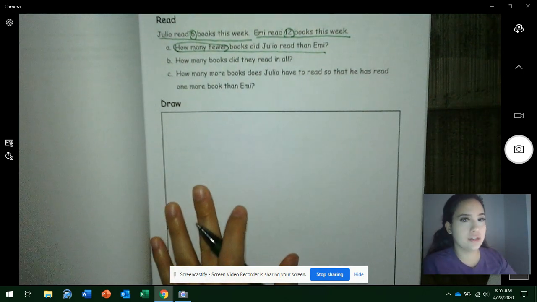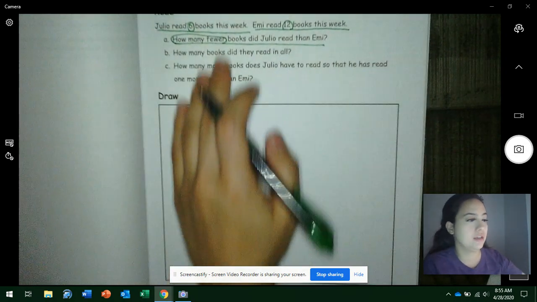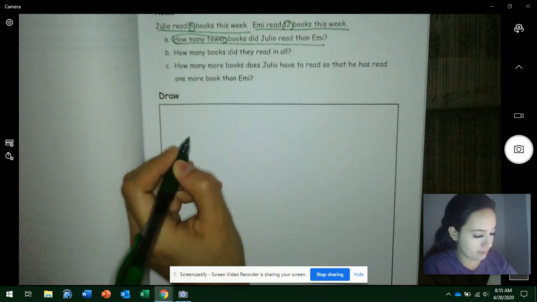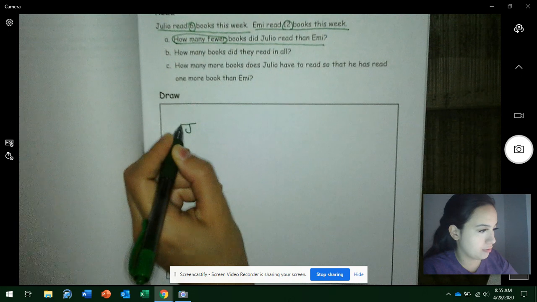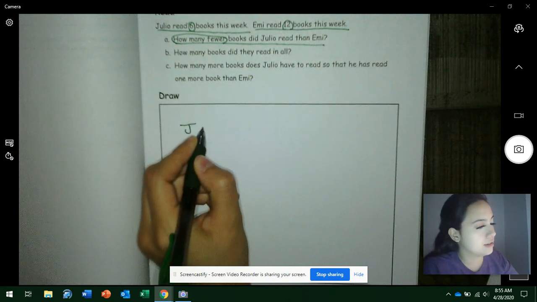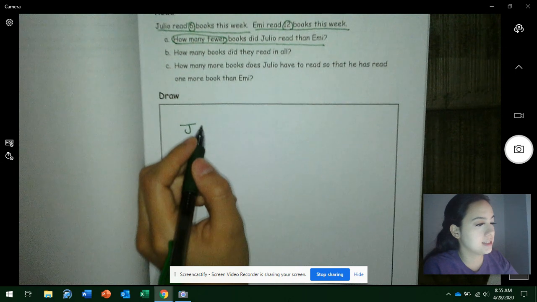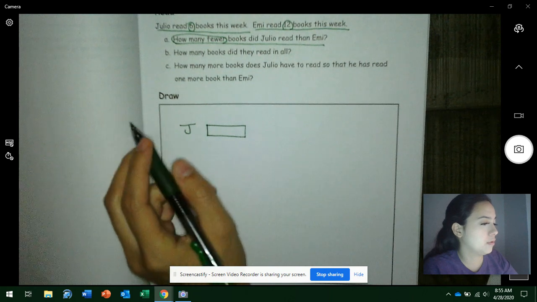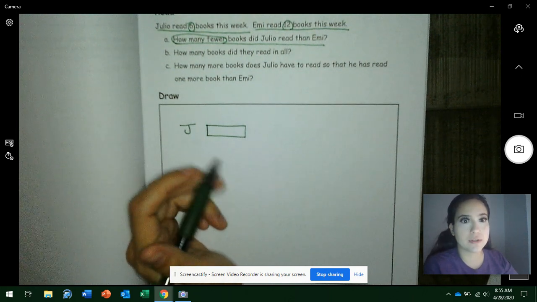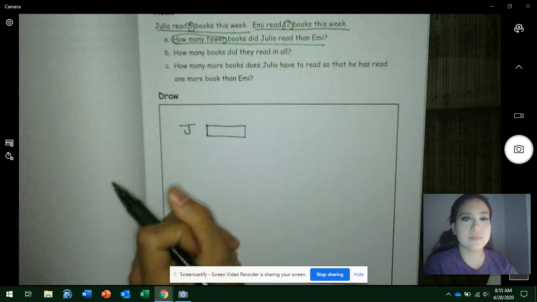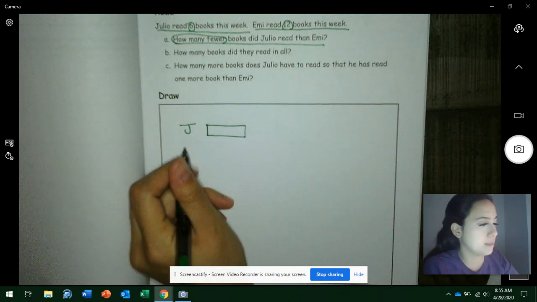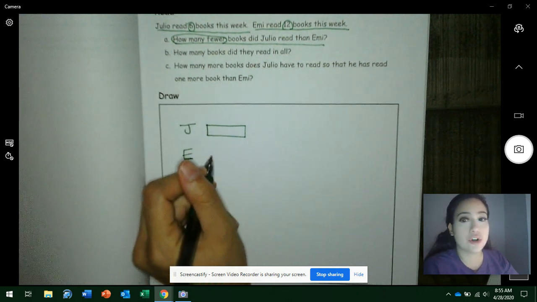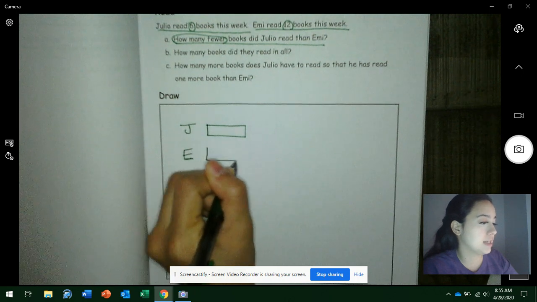So let's go ahead and draw a picture so that we can answer the first question and then we'll answer the rest, okay? So let's draw a tape diagram for Julio. I'm going to put a J for Julio. I draw, you draw. First remember we have to ask ourselves, who is the problem about? Get ready. Yeah, Julio and Emmy. So we do a J and an E. J for Julio, E for Emmy. And then we draw 2 tape diagrams of equal size, remember?